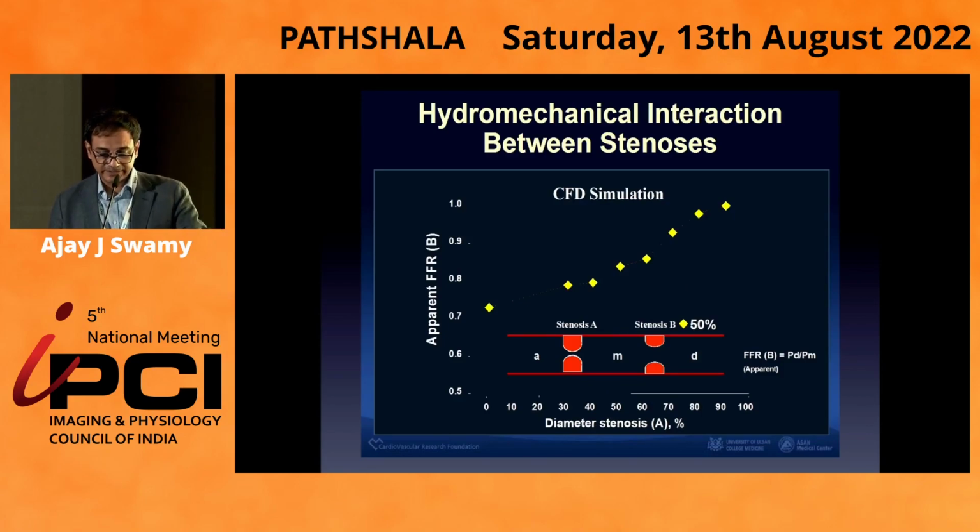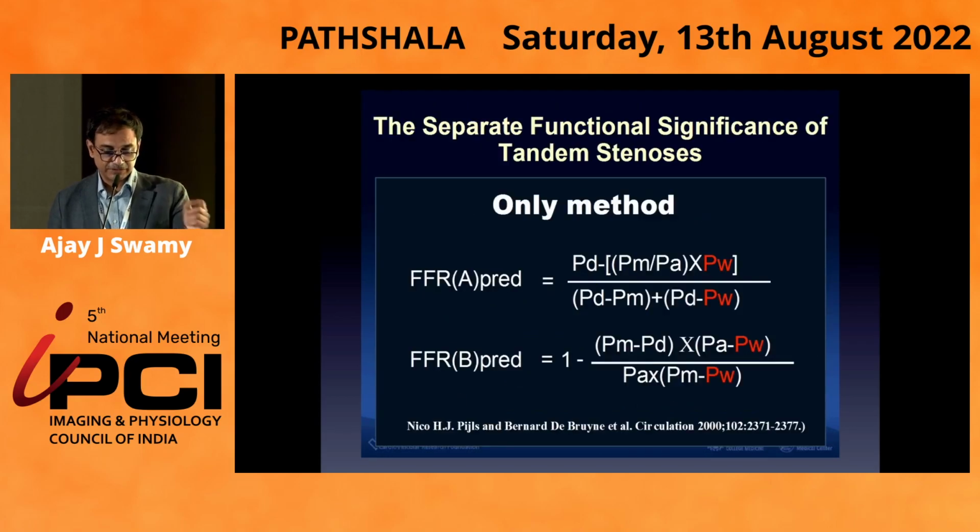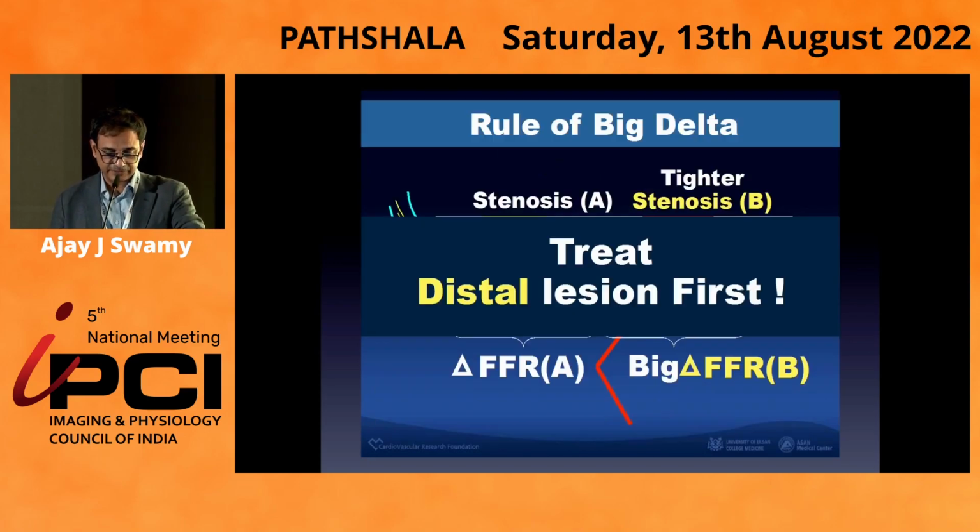Now, this is the way in which we look at FFR. If we look at FFR of B, that is the stenosis B, this is the PD by PM. And for A, it is PM by PA. So this is how we try and look at the relative contributions of the stenosis, but it becomes extremely complex, as I said, to measure this. The only way to do it is by measuring the pressure wedge, which is very, very difficult to do.